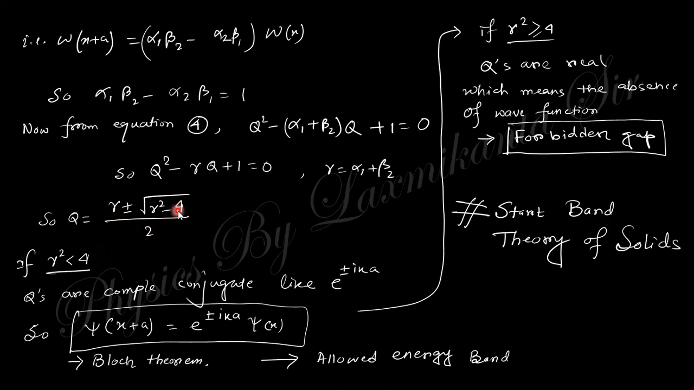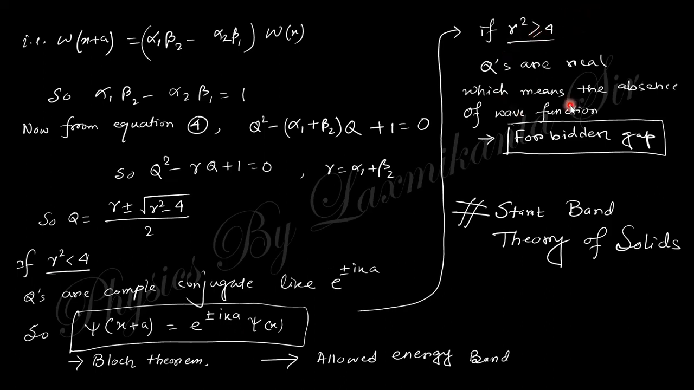If gamma is less than 4, that is a complex number, so they are complex conjugate solutions, this one. So you will obtain this equation because the q value is written here. Psi of x plus a is nothing but q psi of x. So put this value of q. But when gamma square is greater than 4, then it is just real.